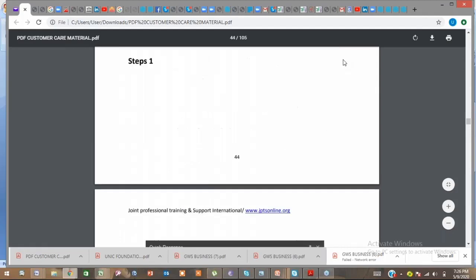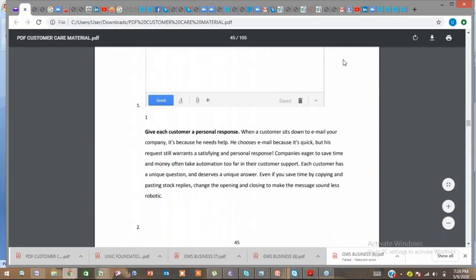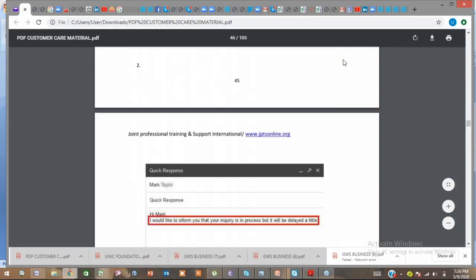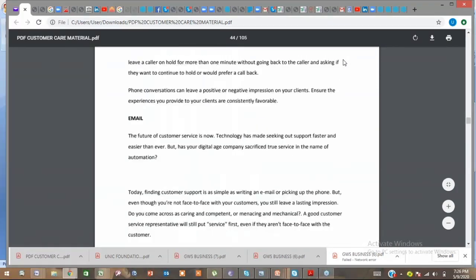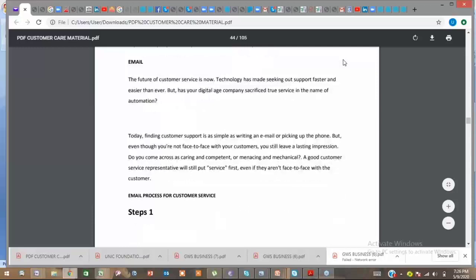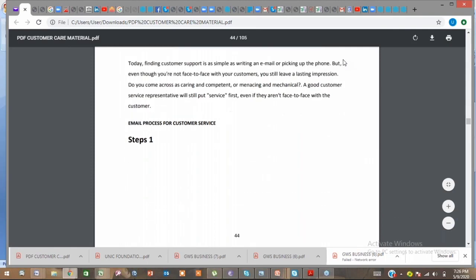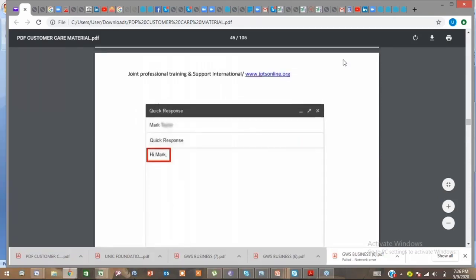I think it was in our first class. Let's look at email. Now we didn't talk about email. The future of customer service is now. Technology has made seeking out support faster and easier than ever. But in this digital age, companies sacrifice this. Okay, let's look at email processing for customers.